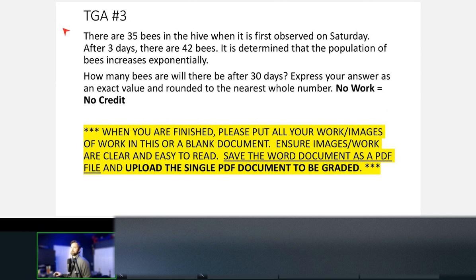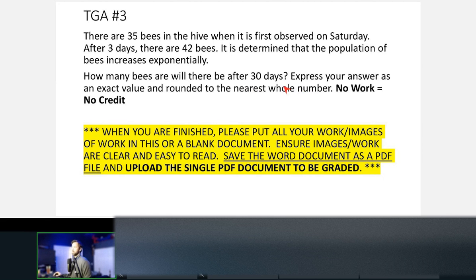And then number 3. There are 35 bees in the hive when it is first observed on Saturday. After 3 days, there are 42 bees. It is determined that the population of bees increases exponentially. How many bees will there be after 30 days? Express your answer as an exact value and round it to the nearest whole number. It kind of makes sense because we're talking about a living thing, bees. You can't have part of a bee. Either you have it or you don't.